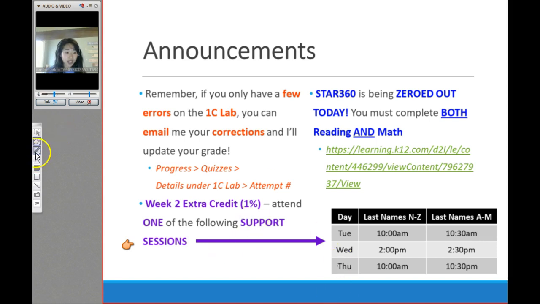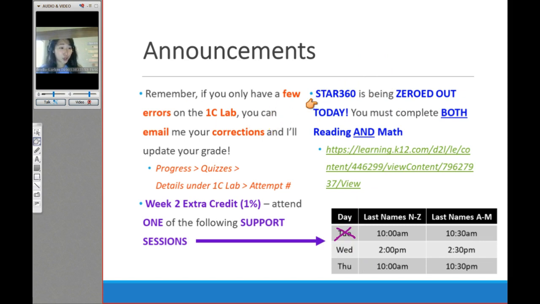So we've actually already done the Tuesday one, so you don't have any more support today. But even if you miss today's, you can still get your extra credit. Just attend tomorrow at 2 o'clock. You guys are last names N through Z. Attend tomorrow either at 2 o'clock or Thursday at 10 a.m. Those are your last 2 chances for the week for extra credit.